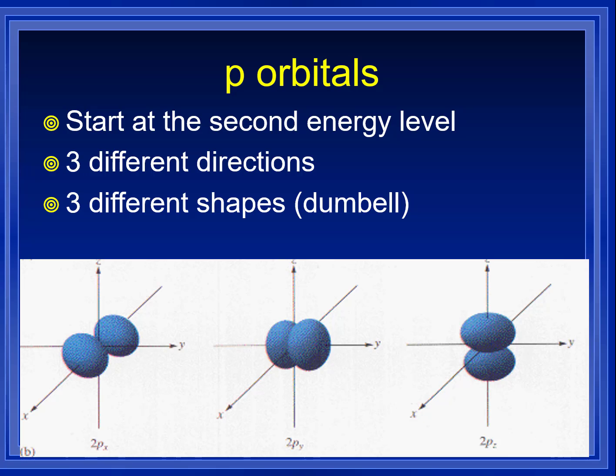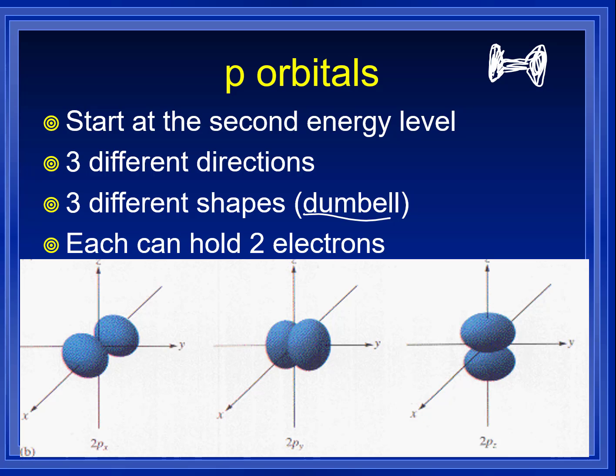And the word they like to use to describe that shape is dumbbell because they're talking about weights. Weightlifting weights. They look sort of like that. Okay. And each of those shapes can hold up to 2 electrons.